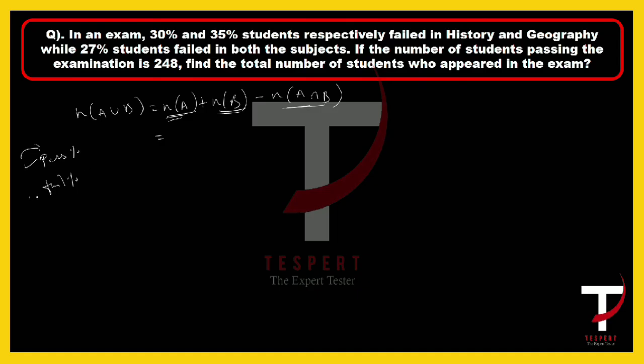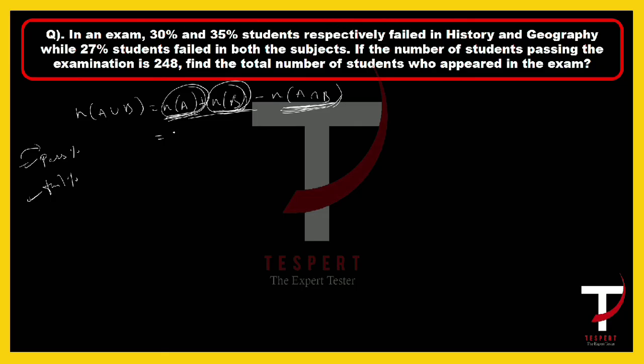Don't take the first two as pass percent and the third one as fail percent, or the first two as fail percent and the third one as pass percent. Every value of the three should be of one kind: either all pass, or convert all three into fail percent. So n of A is equal to, let us take the failed percentage here, 30%.